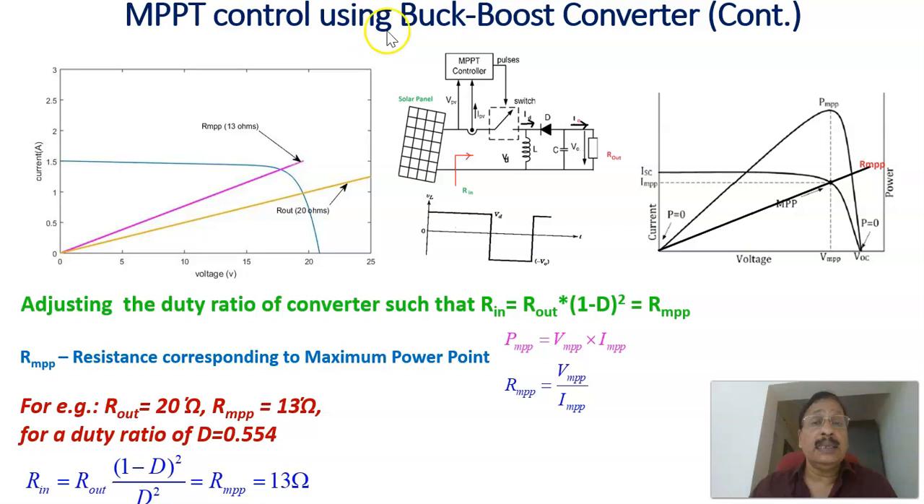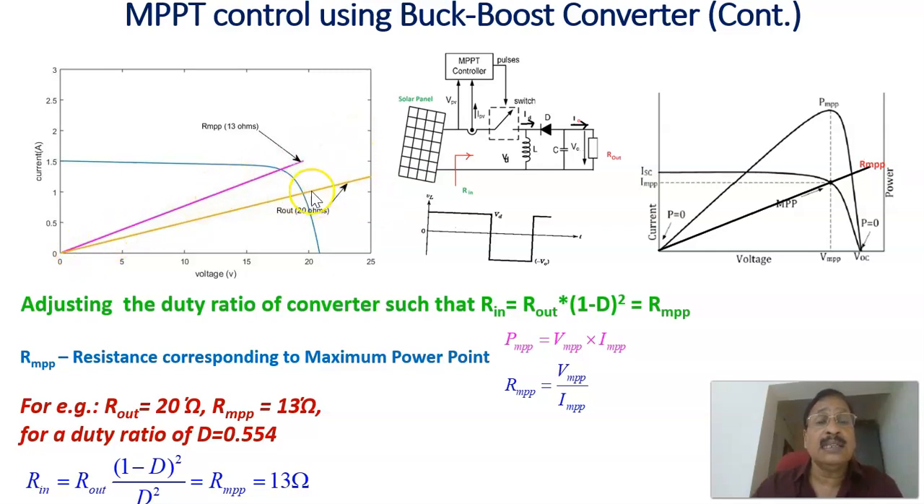Continuing the MPPT control using a buck boost converter. We have already seen the PV panel, the buck boost converter, the load, and this MPPT controller, which controls the duty ratio of the switch. Duty ratio is equal to the on period divided by the total time period, that is, T on divided by T is equal to the duty ratio. By controlling the duty ratio, you can make the resistance seen at this point the same as RMPP, that is VMPP divided by IMPP.